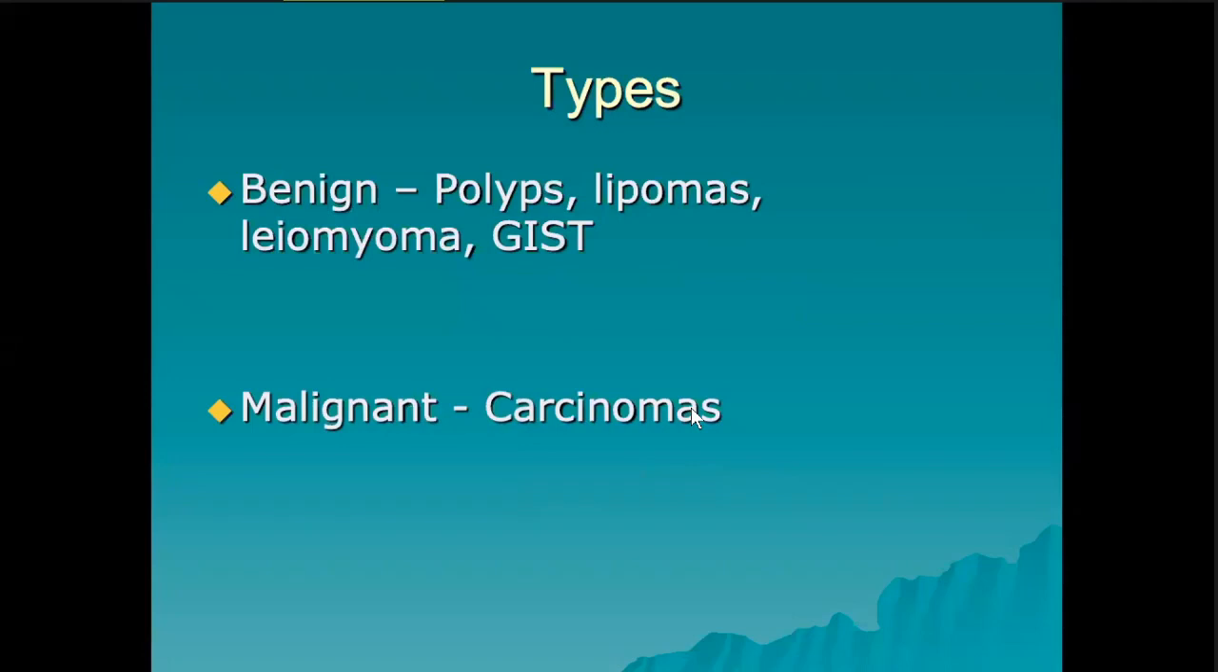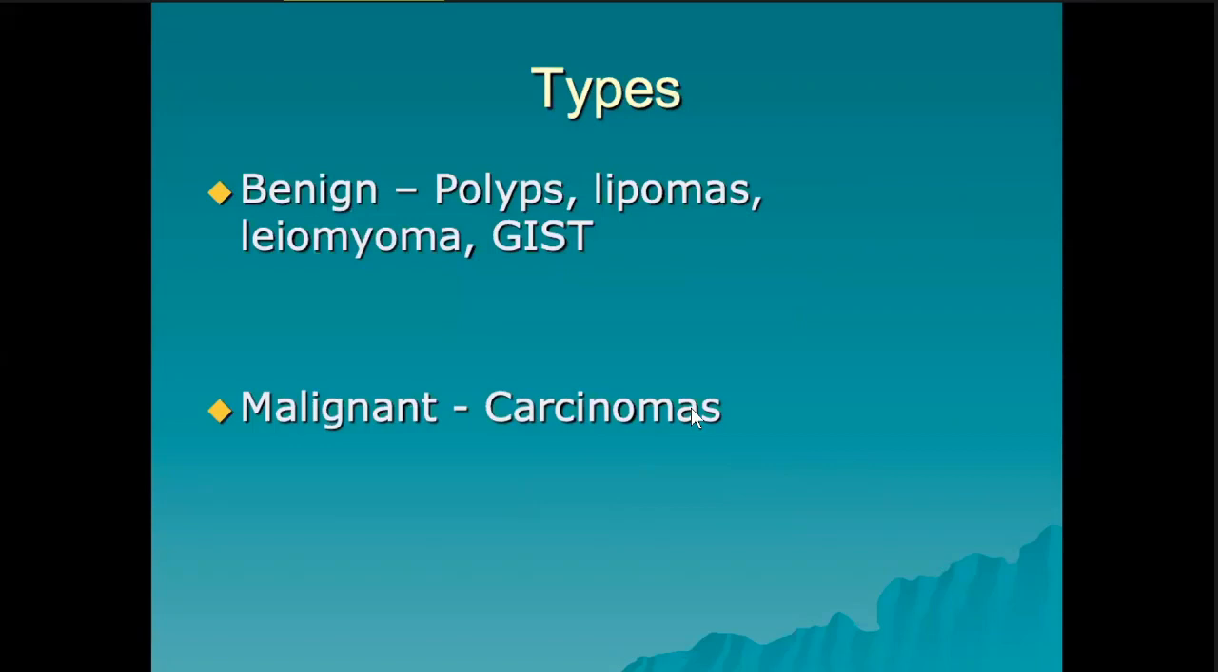Then also sometimes you can have intramucosal or submucosal lipomas. Because the large bowel has smooth muscle, you can also have a leiomyoma, that is a tumor arising from the smooth muscle of the large bowel. And then there are tumors called gastrointestinal stromal tumors, which arise from the interstitial cells. So these are the kinds of benign tumors.